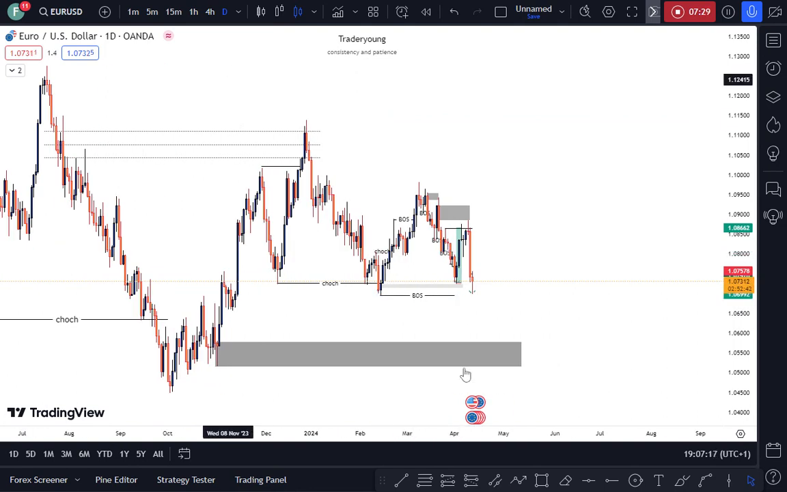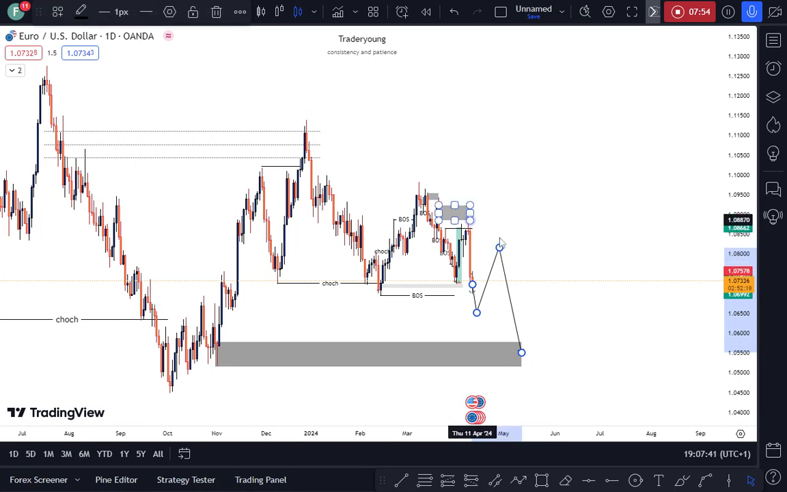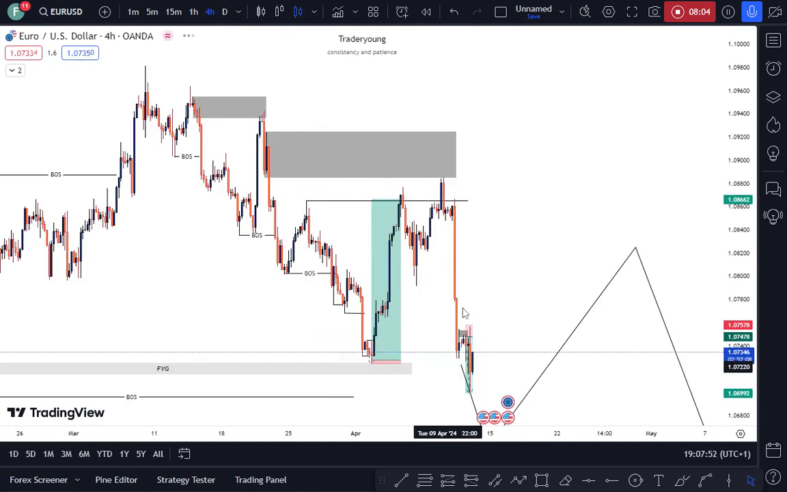So we want to see price do this on the daily first. Take out this, right? Come back in to this level and boom, back down. This is what I want to see price do. This is from the daily. So if you want to be joining the trade on the 4 hours, we have a break of structure.